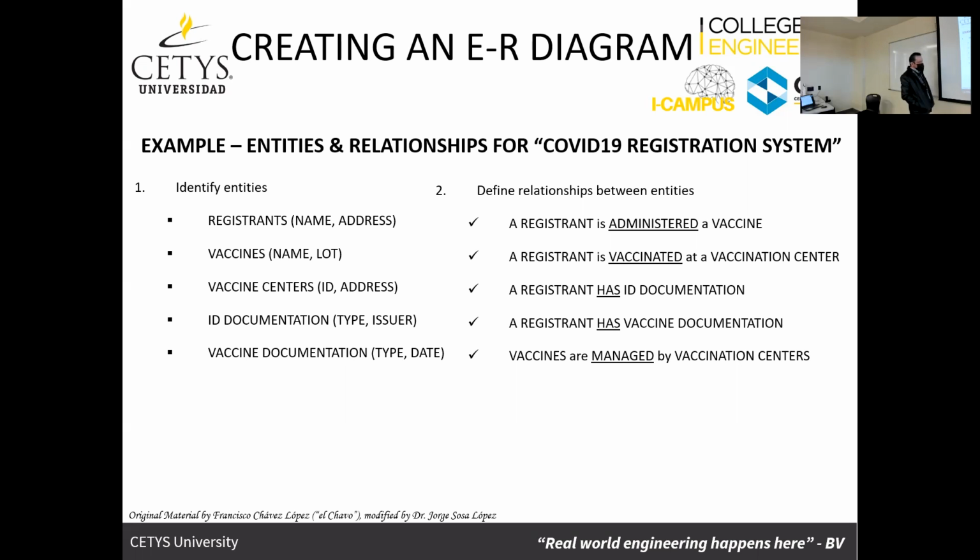The vaccine documentation or evidence of the documentation of vaccine, that could be another one. And so some relationships there, a registrant is administered a vaccine or a user gets a vaccine. User or registrant is vaccinated at a vaccination center. A registrant has ID documentation and vaccine documentation, and vaccines are managed or administered by a vaccine center. So those could be examples of entities and relationships. And again, you guys might have named them differently. You might have added some others.